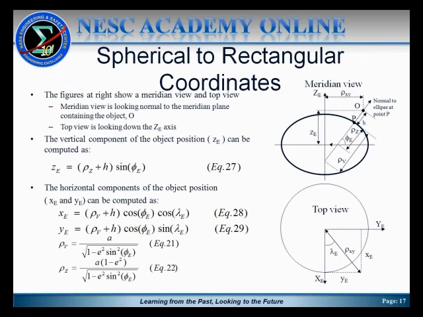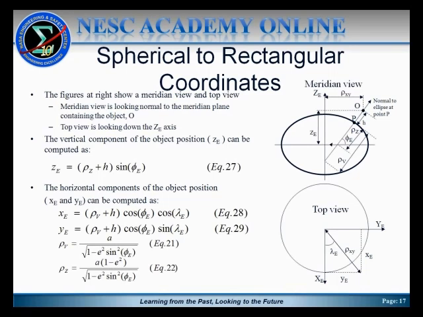Now we'll discuss how we convert from spherical to rectangular coordinates and vice versa. The figures at the right show a meridian view and a top view of some object located above the surface of an oblate spheroid, similar to the figures we've shown in the previous slides. The meridian view on the top is just looking normal to the meridian plane that contains the points O and P. The top view on the bottom right is just looking down the ZE axis, or down the axis of rotation of that oblate spheroid.